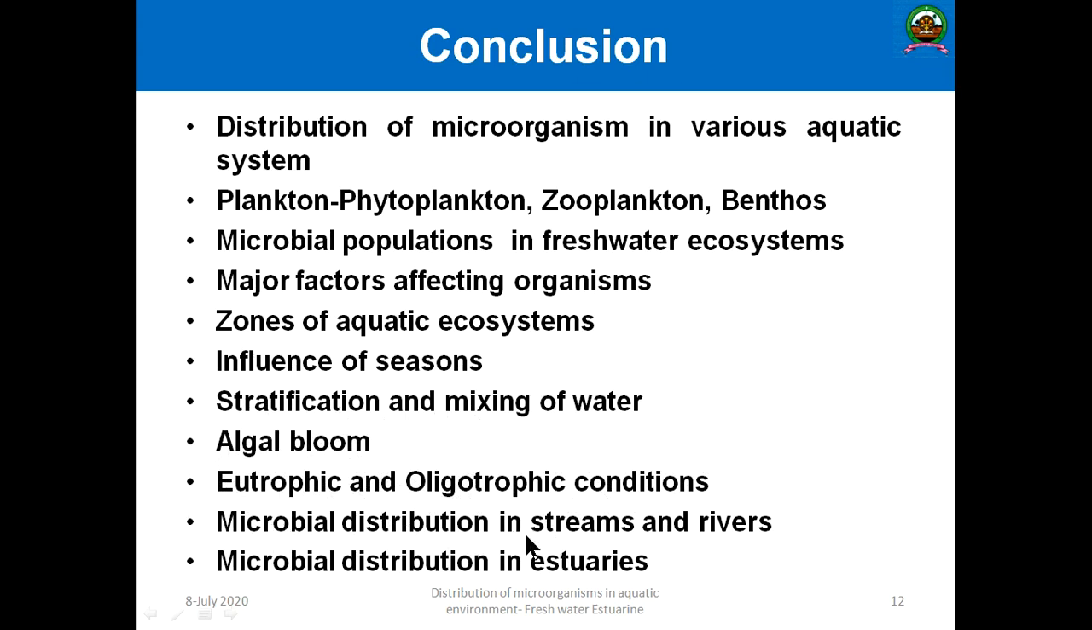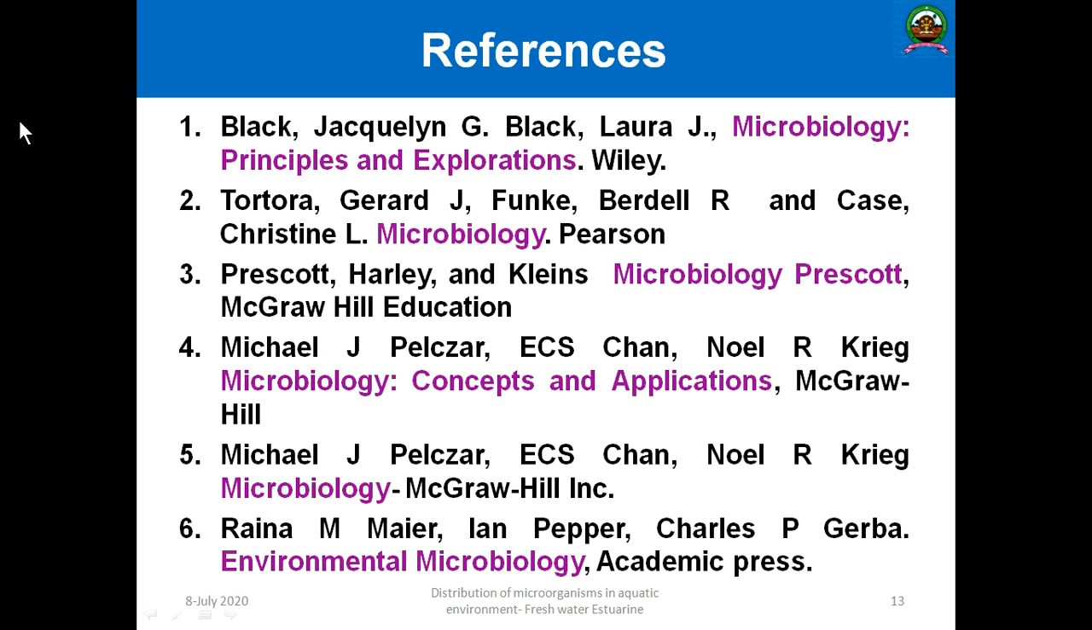and the microbial distribution. We also discussed how microorganisms are distributed in streams and rivers, since the water is obtained from the terrestrial ecosystem, depending on domestic, agricultural and industrial practices. Then the microbial distribution in the brackish water system: there are a great variety of microorganisms you can see. Bacteria, such as coliforms, appendaged bacteria and soil bacteria; you will have viruses, and you will have fungi also. This is all about the distribution of microorganisms in the aquatic environment of fresh and brackish water. And these are the references: Principles and Explorations of Microbiology by Jacquelyn Black, and Pelczar, Microbiology: Concepts and Applications, you can also refer.